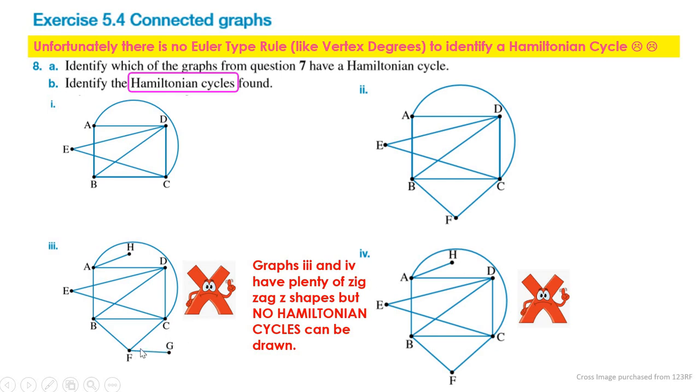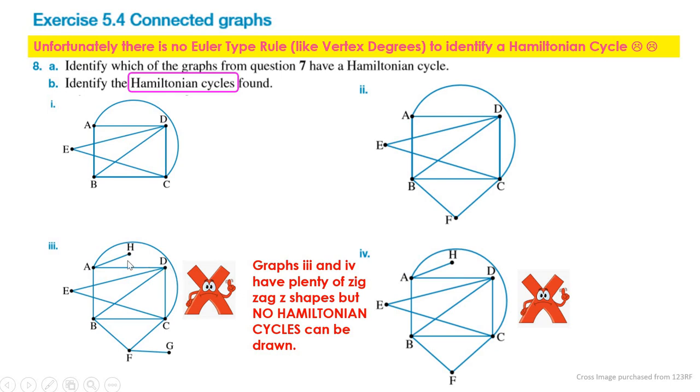So this one has this single one at G, so sure, we can get over and visit G, but to get back again, we've got to go and visit F again. So that's going to kill it. That's end of story on that one. That's a deal breaker.